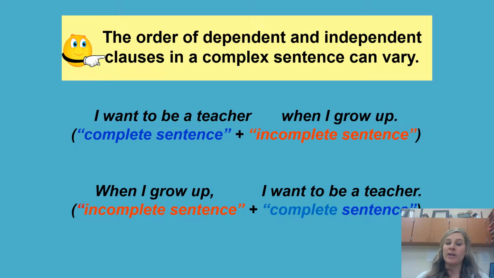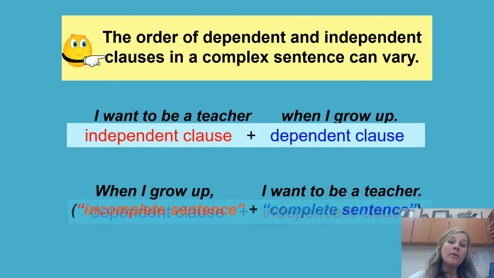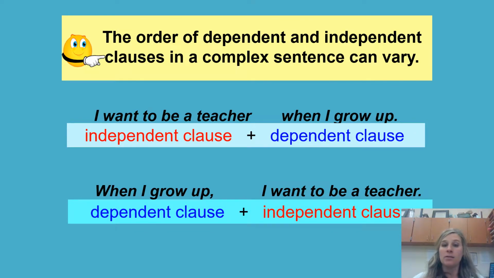I want you to go ahead and write down these two examples, just so that you can see that the order of a dependent and independent clause might vary depending on the sentence. So you could write this sentence: I want to be a teacher when I grow up. I want to be a teacher is the complete sentence, it's the independent clause, and when I grow up is the incomplete sentence, it's the dependent clause. You can flip-flop those clauses, like the second example. When I grow up, comma, I want to be a teacher. We're not going to talk about commas in the flipped lesson, but I do want you to pay attention to them as you're going through this lesson because we're going to be talking about those on Tuesday.